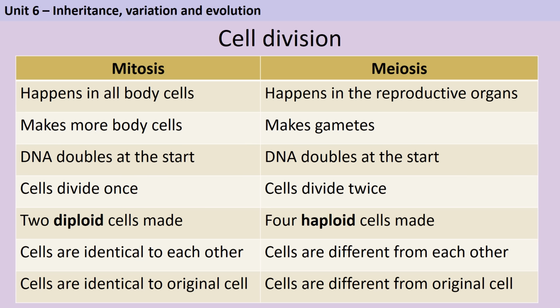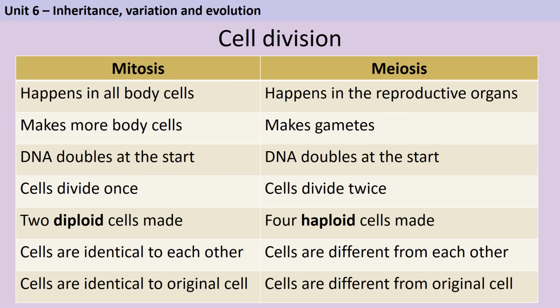Meiosis we only talked about for paper 2, and it happens in the reproductive organs. So in humans, that's in the ovaries and the testicles. It makes gametes like eggs and sperm. The DNA doubles at the start, just like it does in mitosis, but then the cell divides twice, and that means that 4 cells are made, and those cells are haploid. They only have 1 copy of each chromosome, rather than the 2 copies that a diploid cell has.